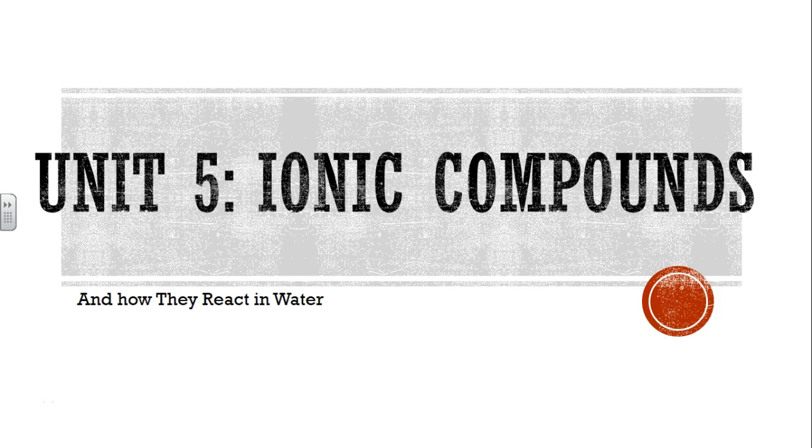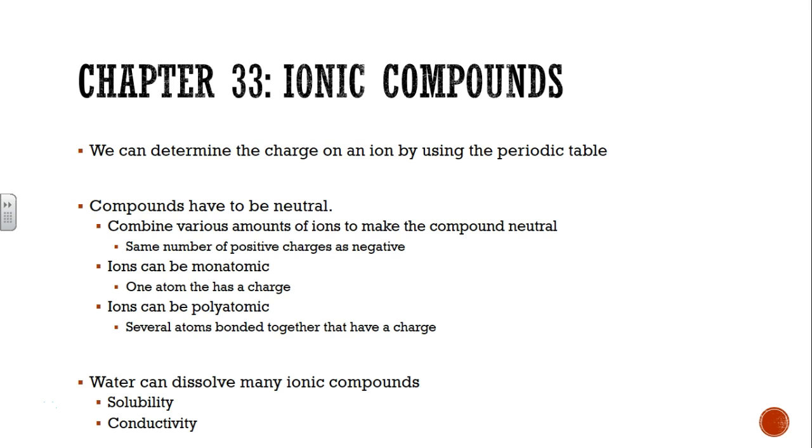Everybody, we're going to talk about Chapter 5 in this video, and specifically we're going to talk about Chapter 3.3, Ionic Compounds. Now, we've probably touched a little bit on this either in class or in previous videos, but one of the things that we need to know going in here is that we can determine the charge on an ion by using the periodic table.